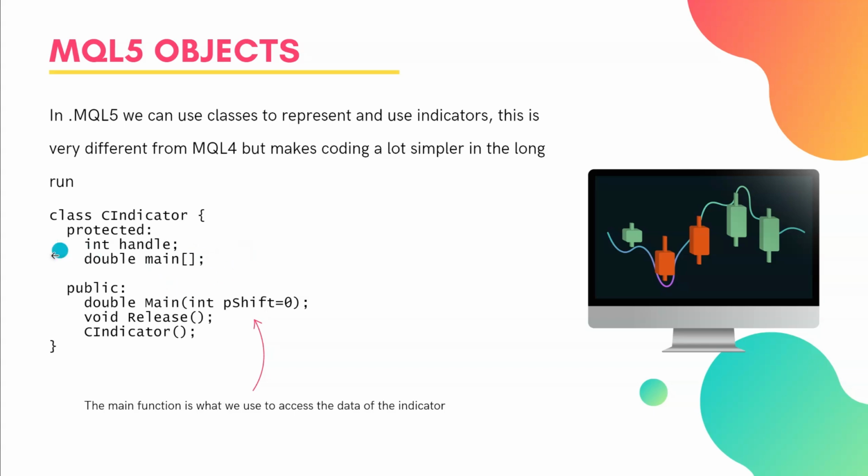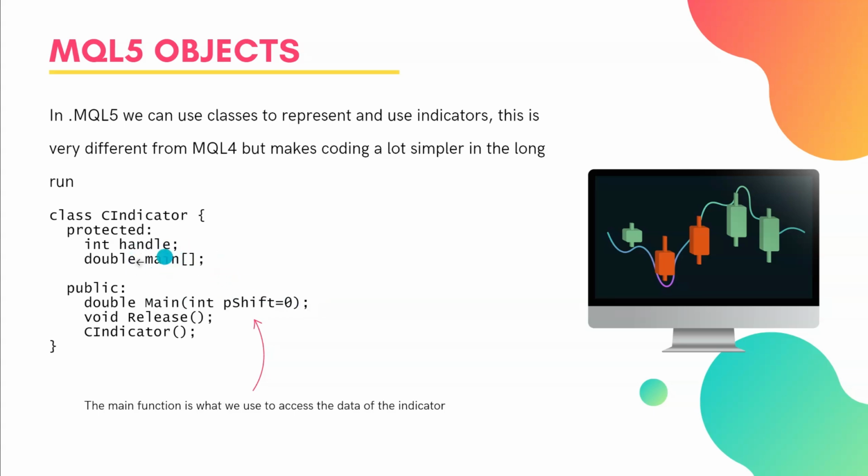Then we have some public functions here. So we have a function that will return a double, and that is the main function. So we will say cIndicator.main, and we'll input this shift as an integer. So in many indicators, you'll get the option to put a shift in there, as in the number of bars back in time you want to go to get your data, which is really useful. So that is the function that publicly we will use to get the data from the indicator.